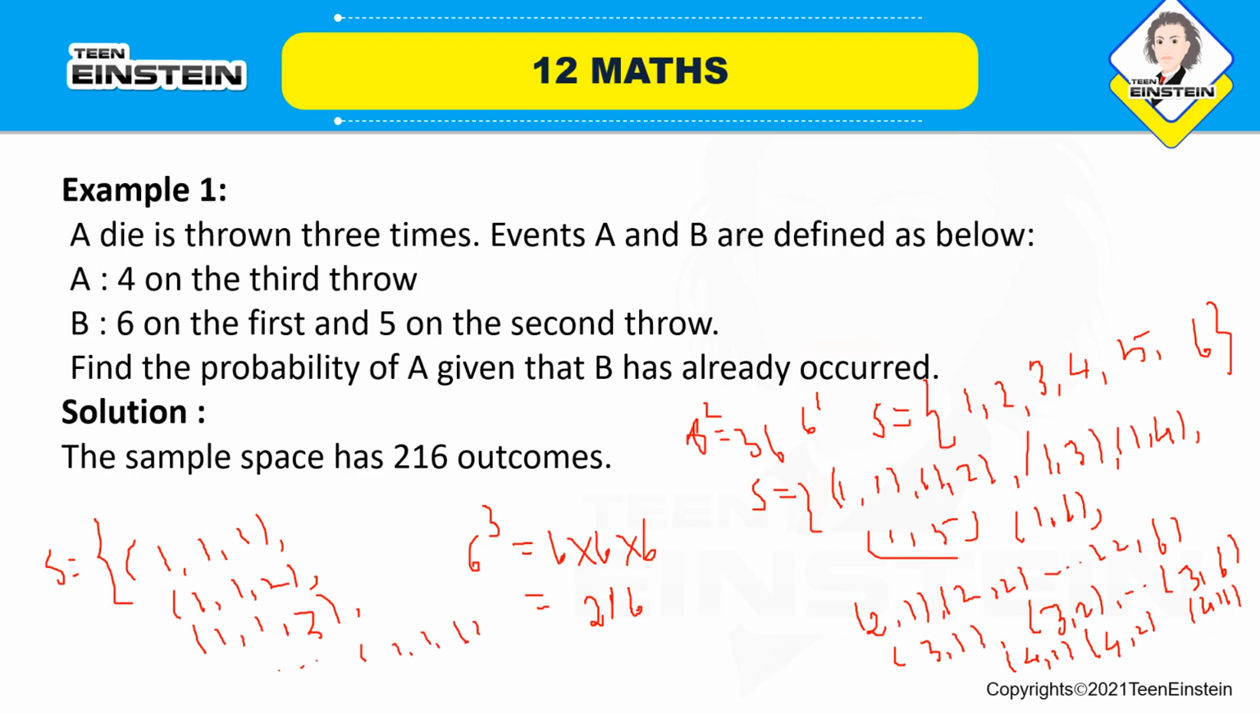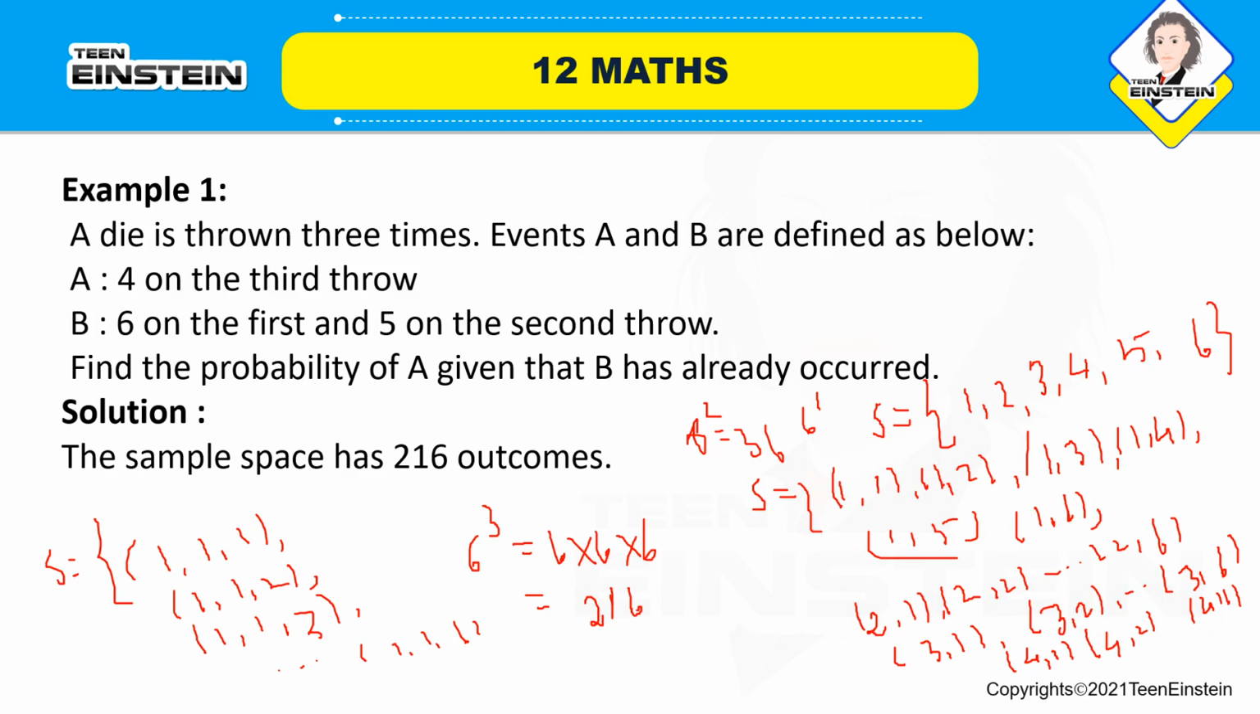Then 2, 1, 1, 2, 1, 2. Like that you have to continue. So you will have 216 outcomes in S. Right? So we have written the sample space, but we cannot show all the outcomes because it's a big number. 216 outcomes we cannot write, right? So let us write how many elements in S. 216. This is enough for me.